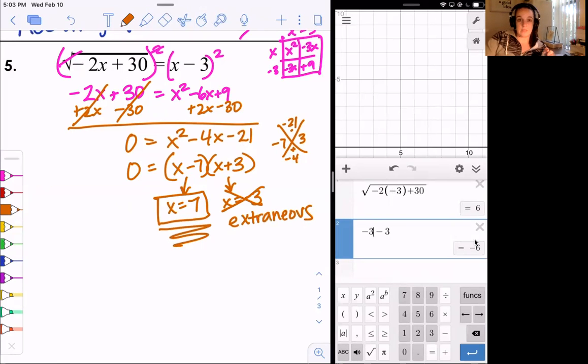Okay, so it is possible to get 2 solutions in one of them. You can also have 2 real solutions. You can also have no solutions if both of them are extraneous. So check it out. That's why we want to check our work.